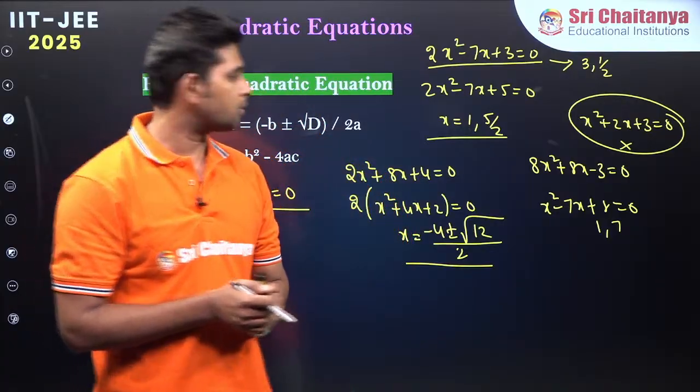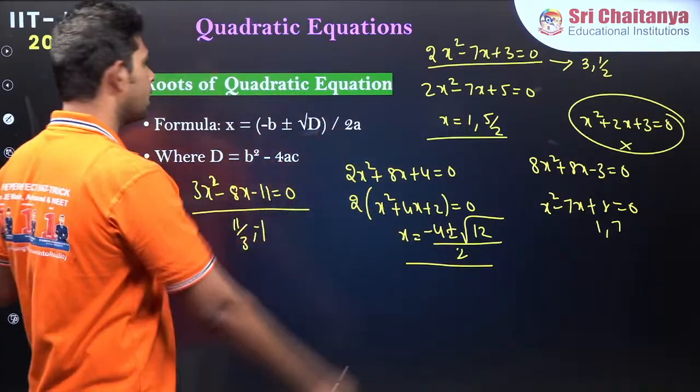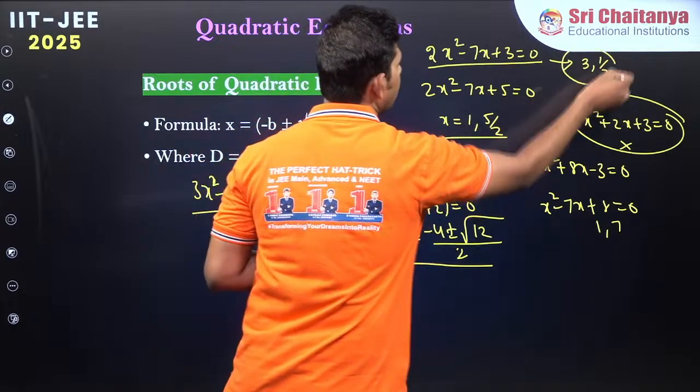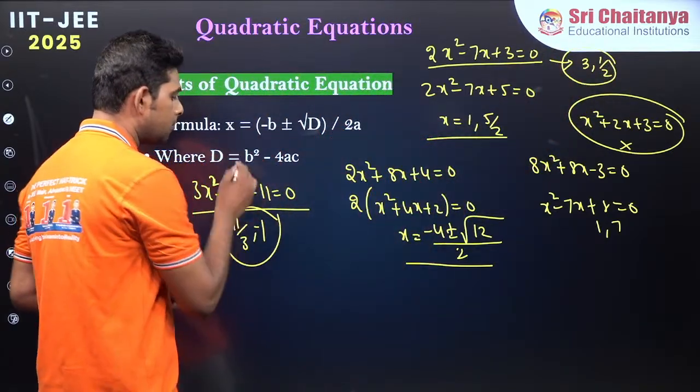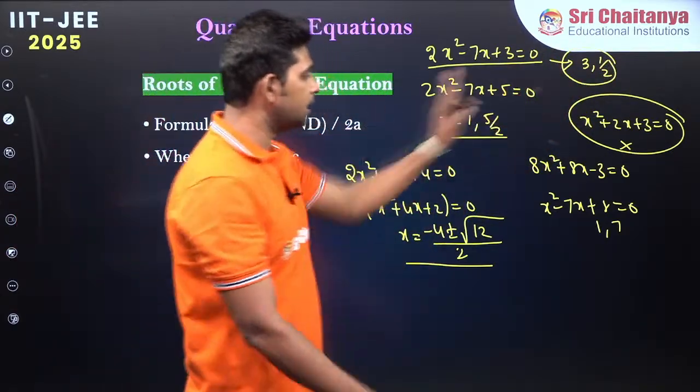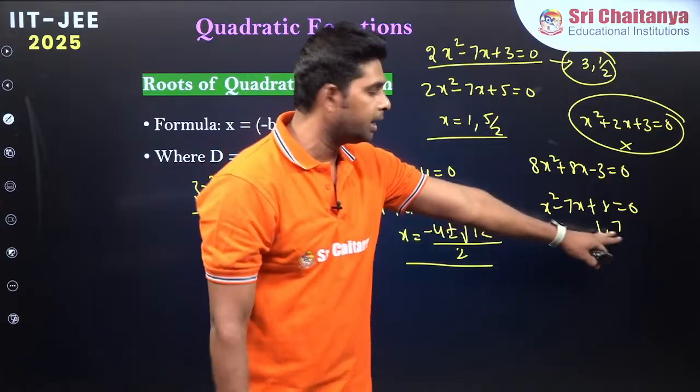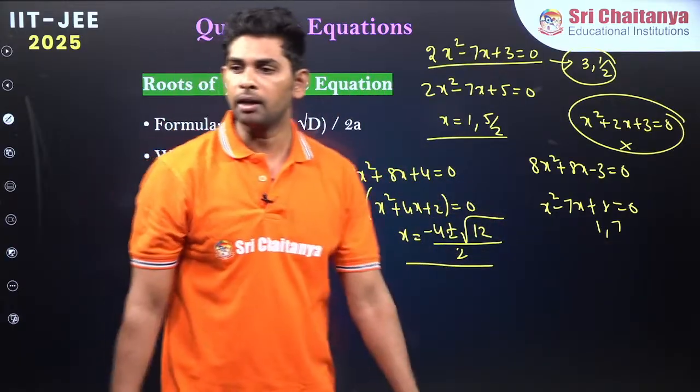Very nice. We have solved many of these questions. You can see the roots here. Easily we are finding that. Okay? So 11 by 3 comma minus 1, they are all rational here. You can see here when they are integers also we are finding. Very nice.